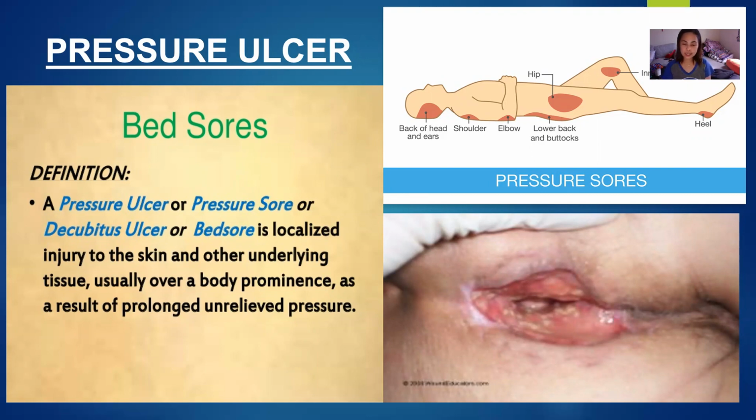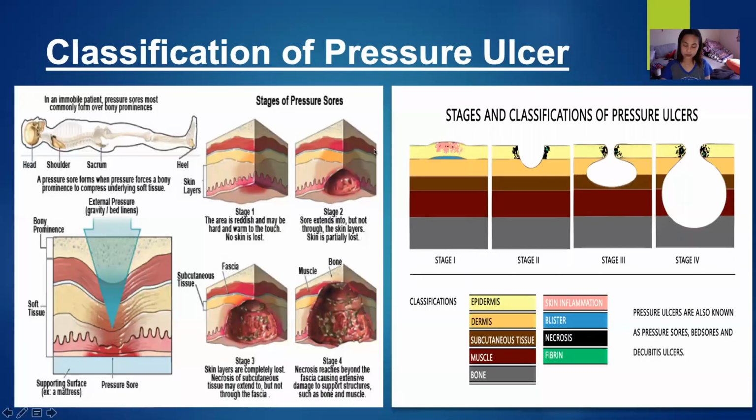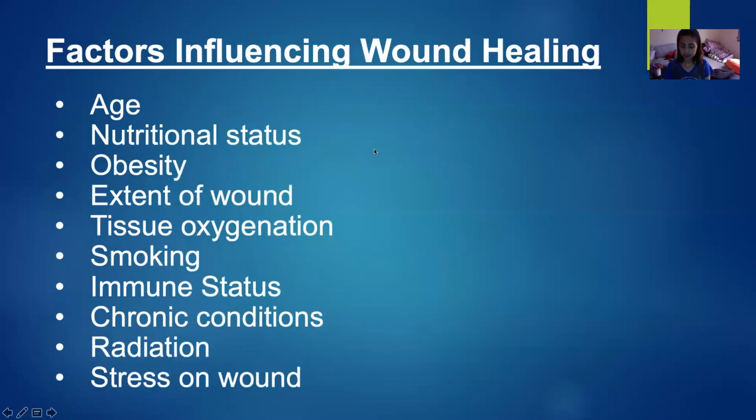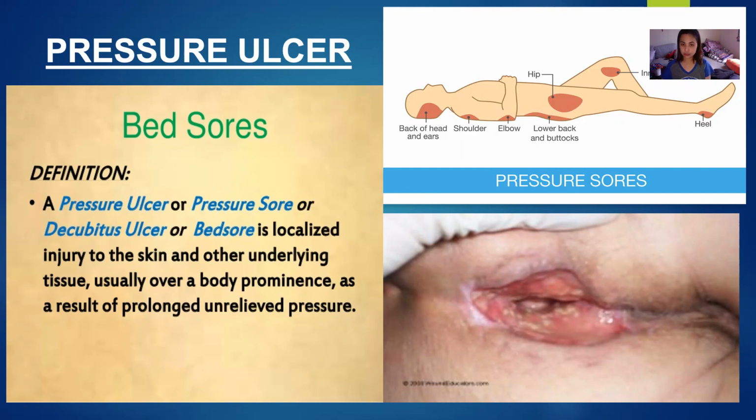It is a localized injury to the skin and other underlying tissue, usually over bony prominence, as a result of prolonged unrelieved pressure. If you're not turning your patient, the patient keeps on flat position, or is only in side lying position. So mas matagal siyang side lying or mas matagal siyang flat, mas nagkakaroon ng pressure. So, what will happen? Pressure ulcer will develop.